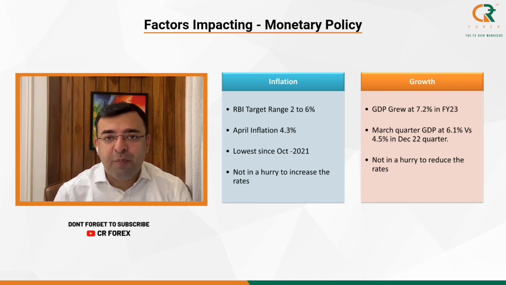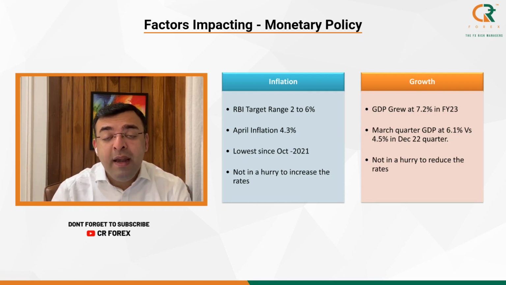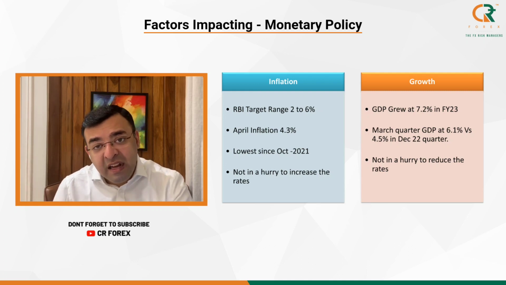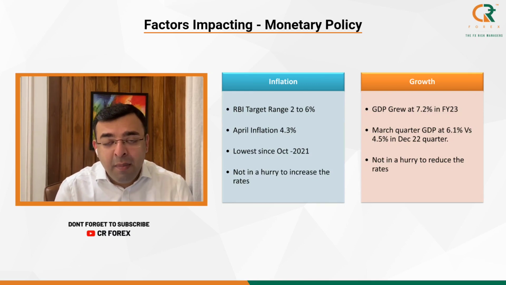So the first important aspect to make a decision is inflation, which is called महंगाई. RBI का target range for inflation is between 2 to 6%. April में जो inflation आया था that came at 4.1%, which is lowest since October 2021. So basically we can say that inflation is under control, because of which RBI may not increase the interest rate in this monetary policy. Just like last monetary policy, they will look at the market and may not decide to increase the interest rate.